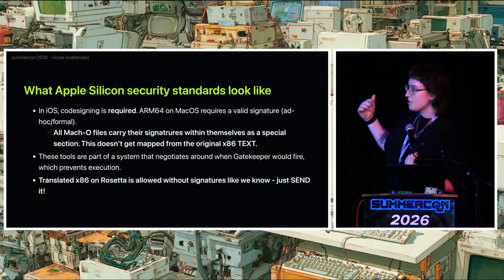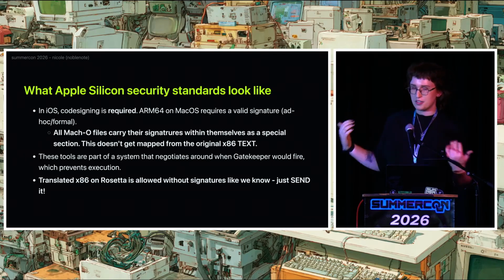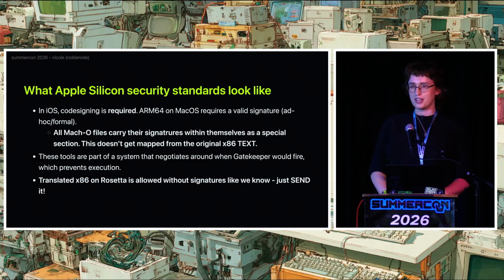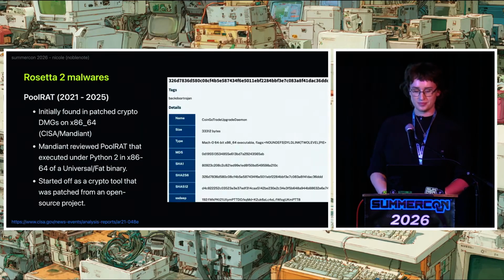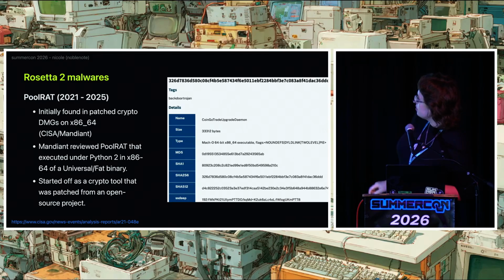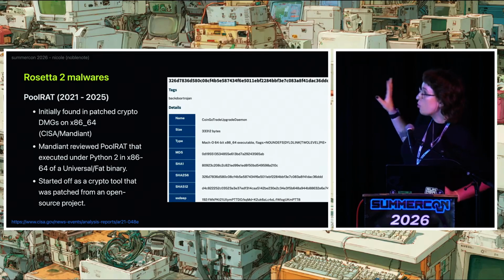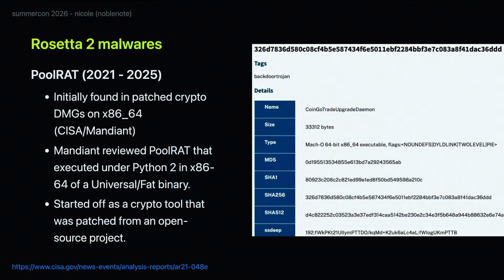But because we know it's okay in Rosetta, there are a lot of examples of people leveraging the fact that you can run almost whatever. I think the most reported on one is PullRat. It's the most LinkedIn blog post, North Korean malware. But it's a patched open source cryptocurrency, yada, yada, yada thing.